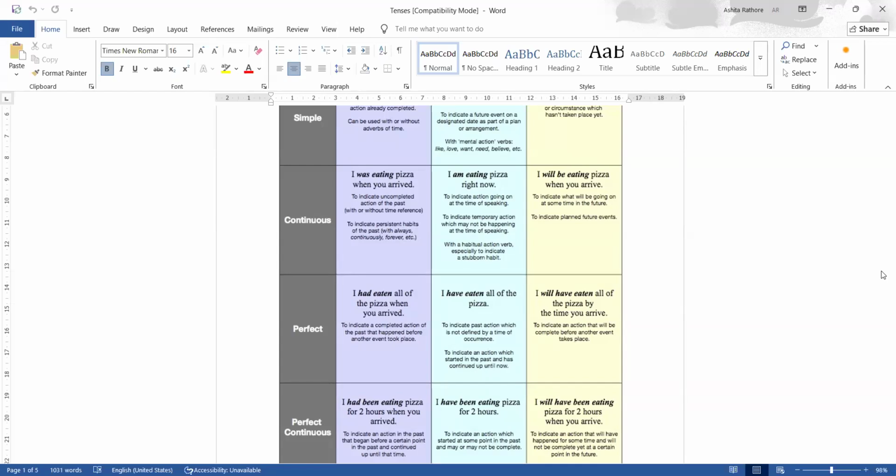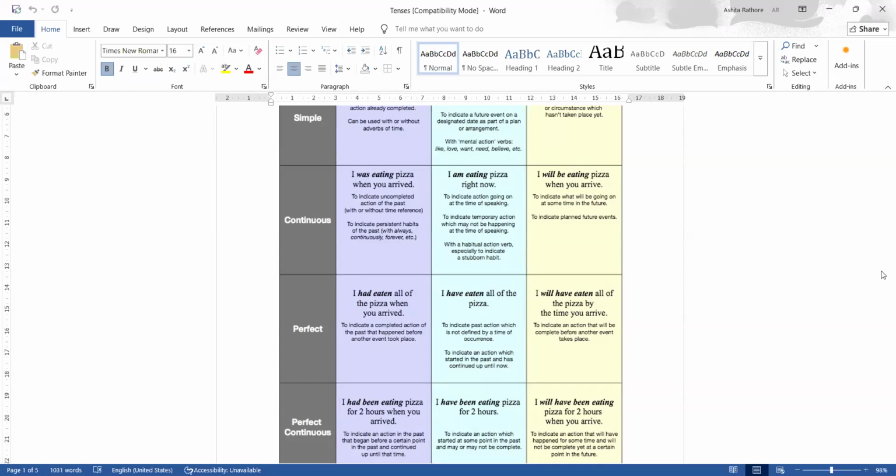But essentially, what is the sense behind using the perfect tense? I could have said simple past too. I have eaten all of the pizza essentially means what? That the pizza is over.